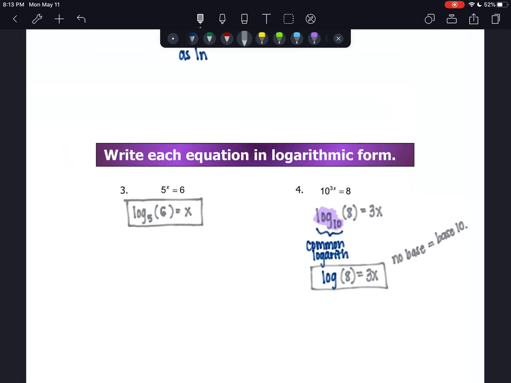Okay. So when you come back in the next video, we're going to go backwards, and we're going to write equations in exponential form. So we'll be taking logarithmic form and we'll be writing them in exponential form.